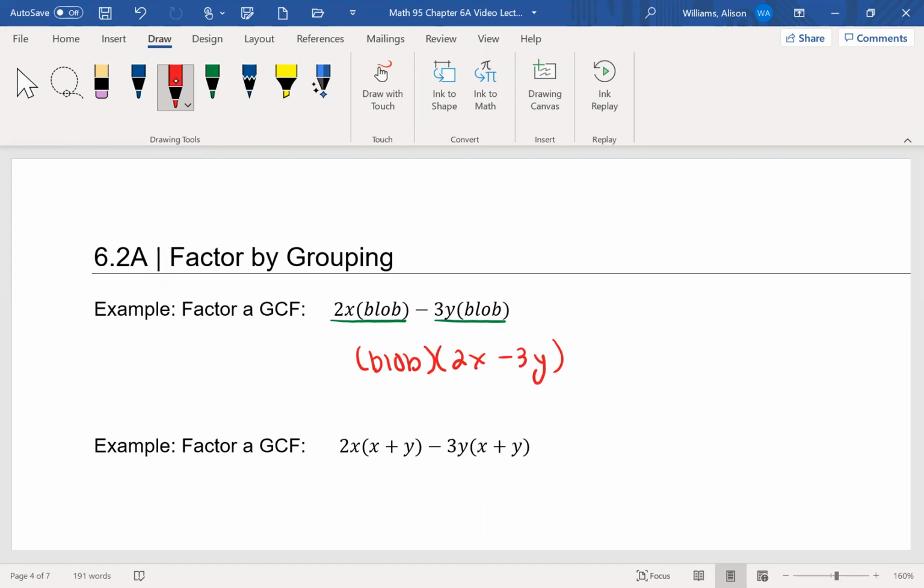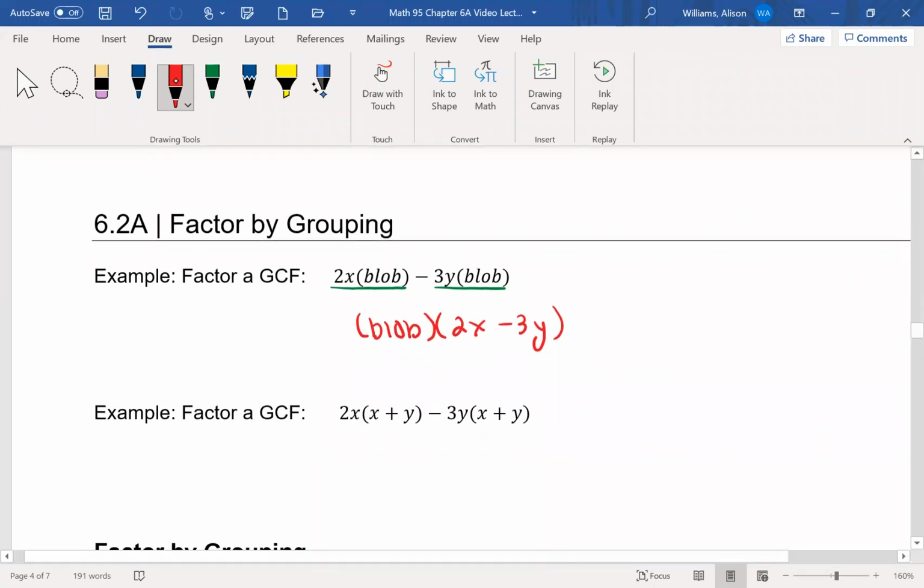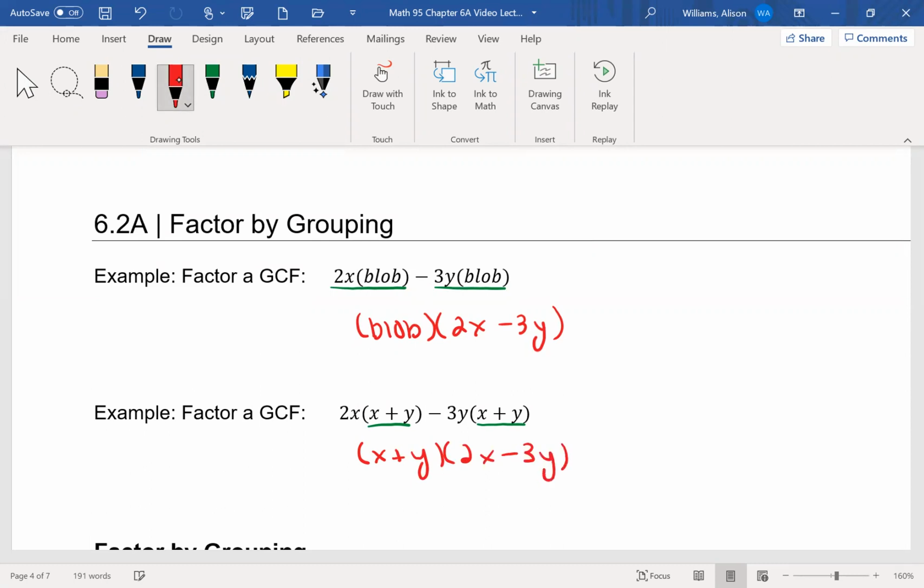Using that logic, let's apply it to this next problem. What would be the blob in this problem? It's going to be this x plus y, the thing that both terms have in common. If I factor out the blob, or the x plus y, I would be left with 2x minus 3y. And this is factored because it is a multiplication.